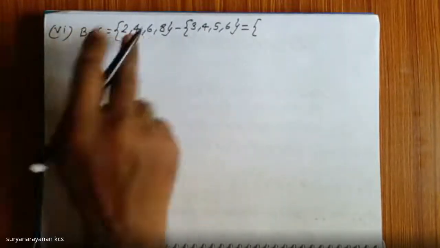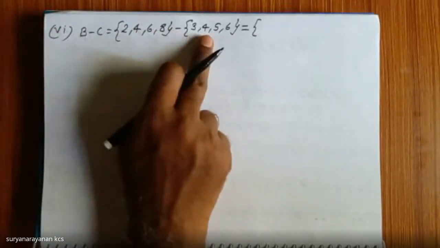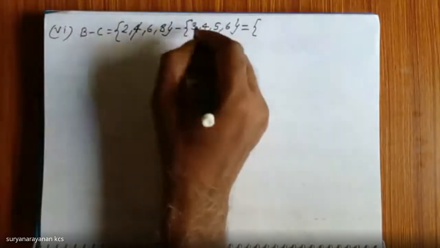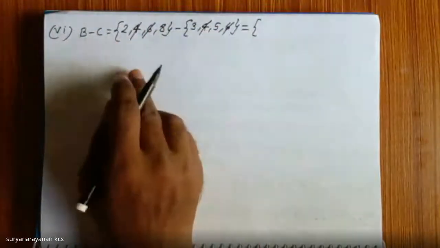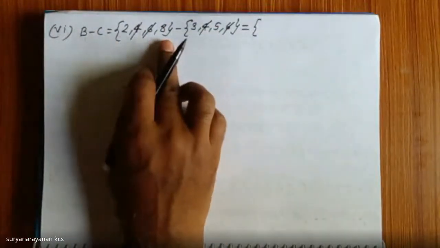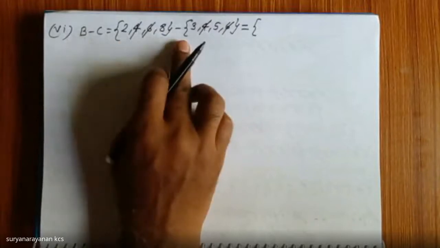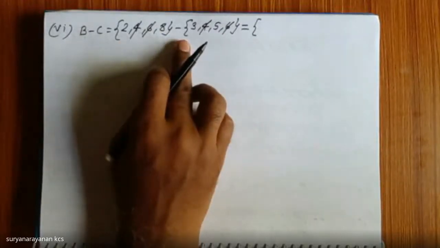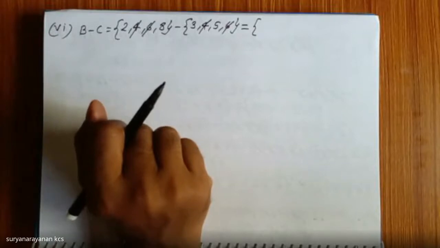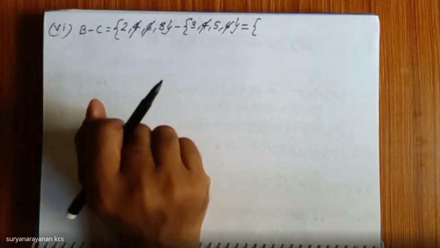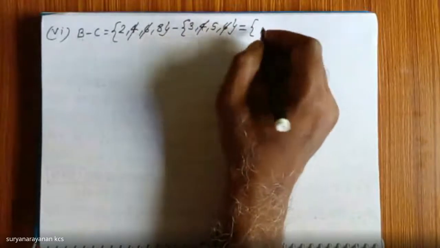So here 2 is there in the first set, in the second set 2 is not there. Here in the first set 4 is there, 4 is there. Here 6 is there, here 6 is there. Then can you tell me the answer for this? What is B minus C here? Tell me fast, my dear children. Set 2, 8. Very good, my dear Catherine.